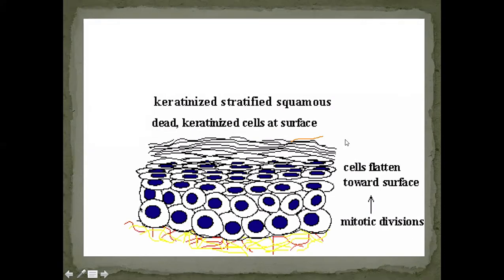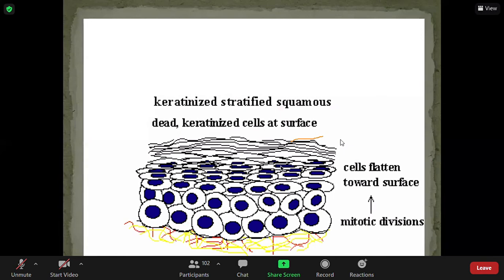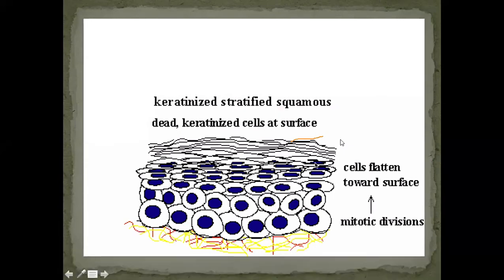So these are the babies, and as they grow up, they get older, the cells in stratified squamous. So, be careful not to destroy your basal cell layer or else it will not grow. The dead cells are in the outermost layer. So, they are the dead keratinized cells at the surface.